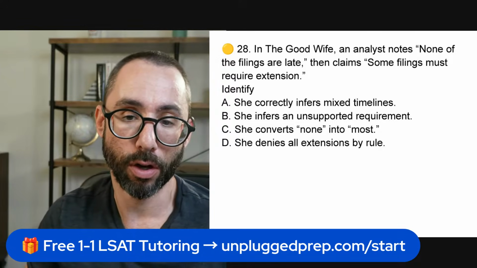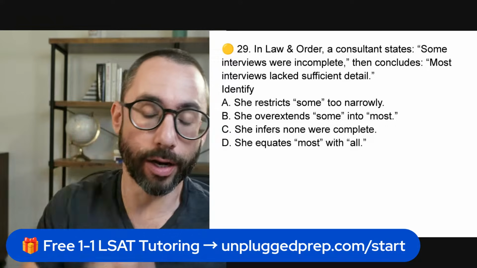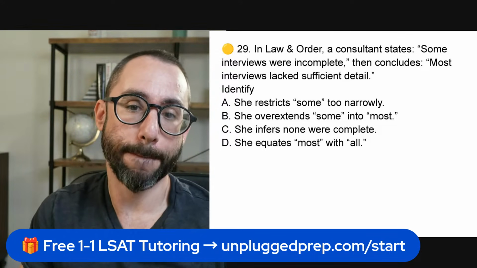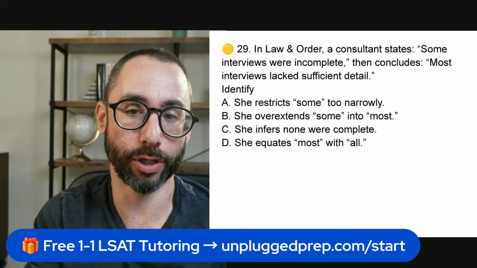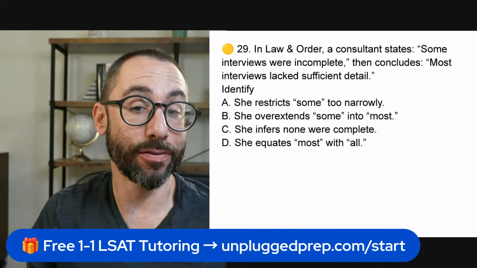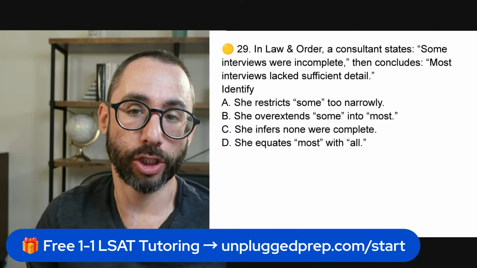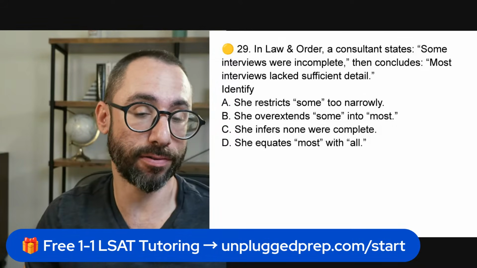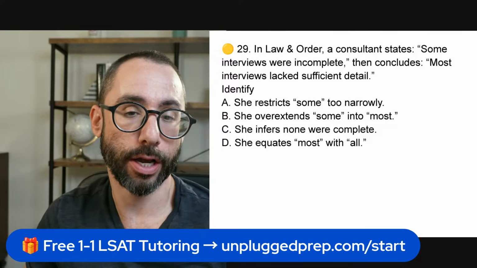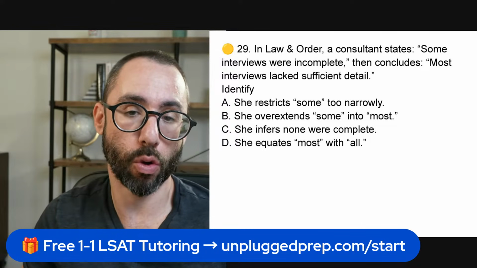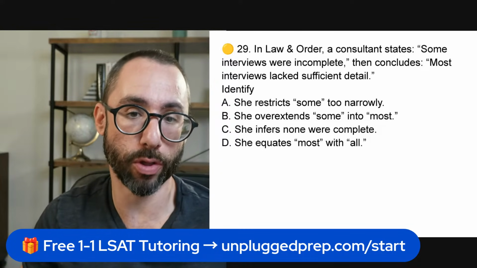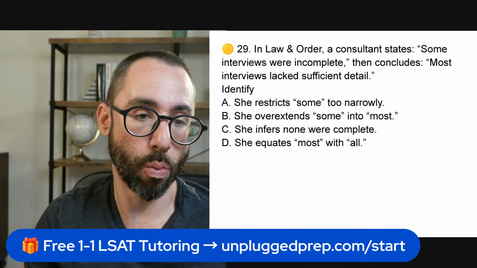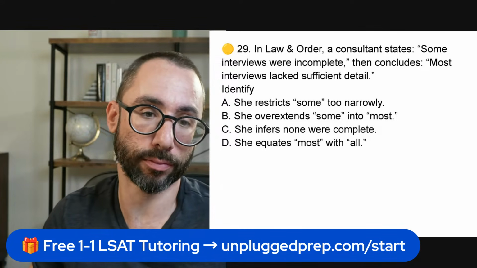Tricky though. 29. In Law and Order, a consultant states, some interviews were incomplete, then concludes most interviews lacked sufficient detail. Identify what's going on here. A, she restricts some too narrowly. B, she overextends some into most. C, she infers none were complete. Or D, she equates most with all. So identify, in your view, what's going on in this argument.